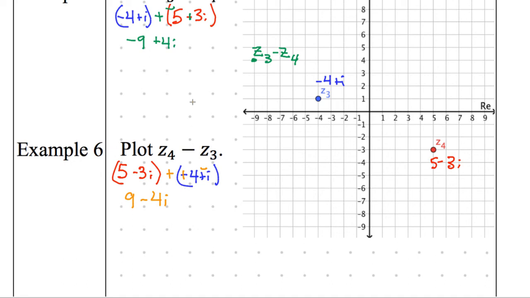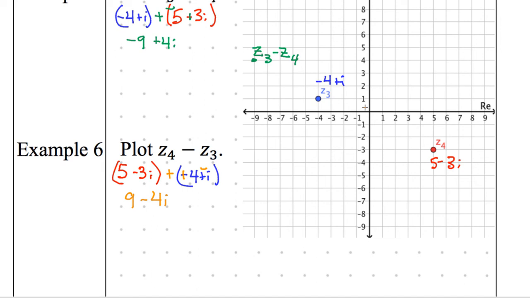And you can see that it's really similar to this one. When I flip the order, you really are just multiplying this whole thing by negative 1. So that's a way to check your work. Negative 1 times 9 is positive 9. Negative 1 times 4i is a negative 4i. And multiplying by negative 1 is the equivalent of rotating 180 degrees.